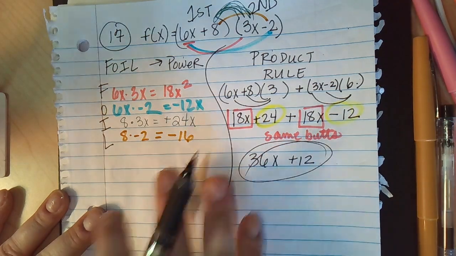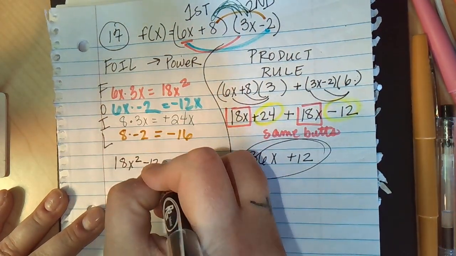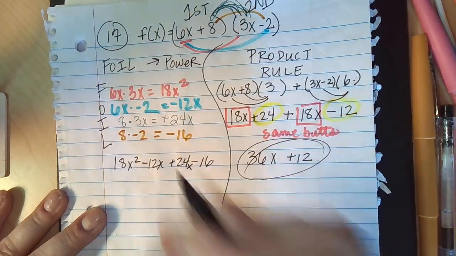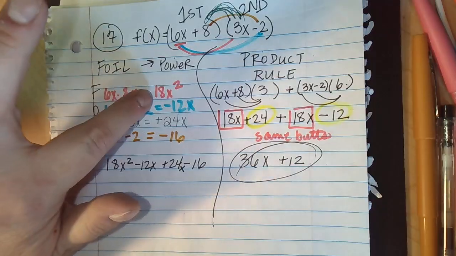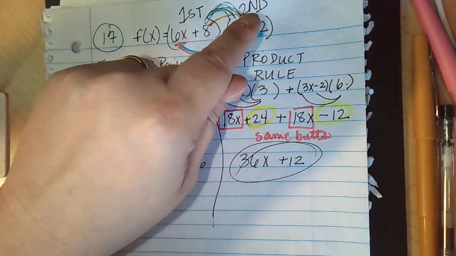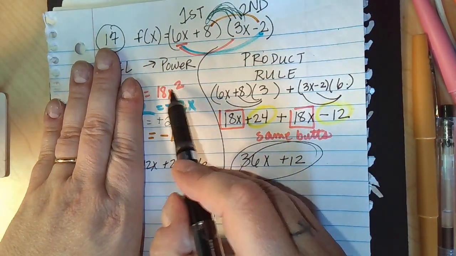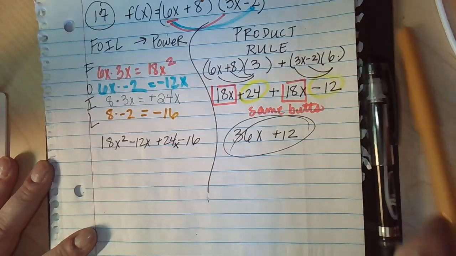Okay, let's write down what I got. I got 18x squared minus 12x plus 24x minus 16. So when we write down what I got, I don't write down what's to the left of these equal signs. I was just writing those down to tell you what I was multiplying. We write down what's to the right of the equal sign, the 18x squared. Okay, all right, let's combine like terms.